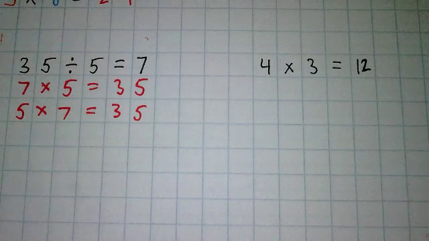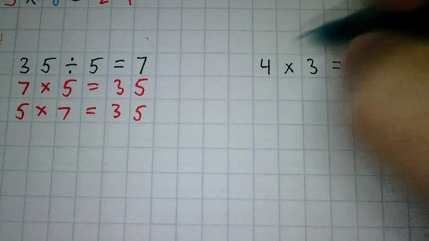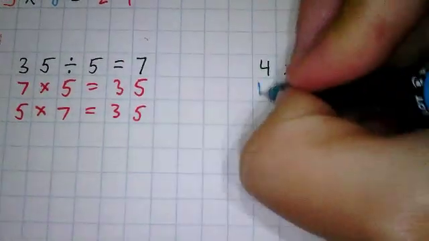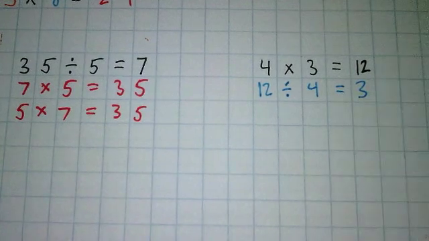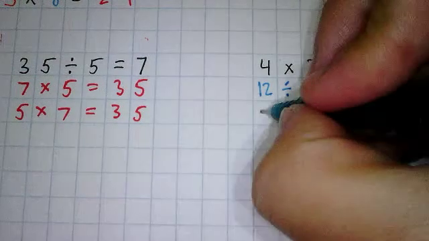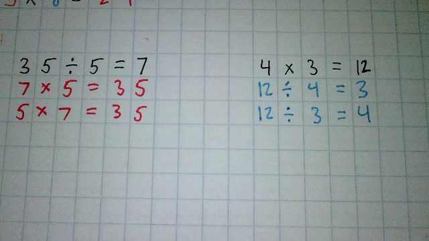Joshua? 12 divided by 4 equals 3. There we go. 12 divided by 4 equals 3. That works. What's another one? There's another one you could do. Angelina? 12 divided by 3 equals 4. 12 divided by 3 equals 4.